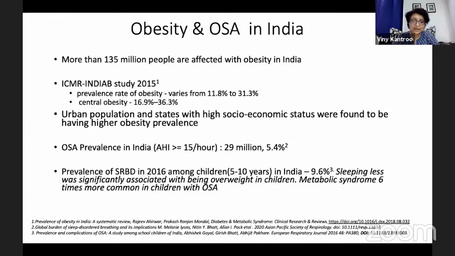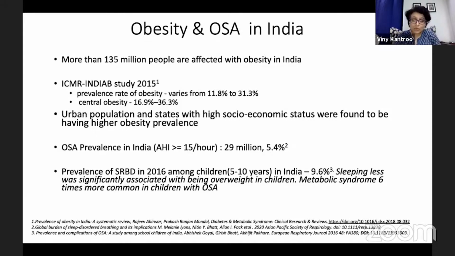Now, there was a study by ICMR in 2015 whereby the prevalence rate of obesity varied from 11.8 to 31.3%. Now, there is a wide variation between these prevalence rates because the definitions which were used to know the obesity levels were different in different studies. Hence, there is so much of wide variation. So the central obesity was seen to be present in 16.9 to 36.3%, and it was the high socioeconomic status and urban population which were found to be having higher obesity prevalence.